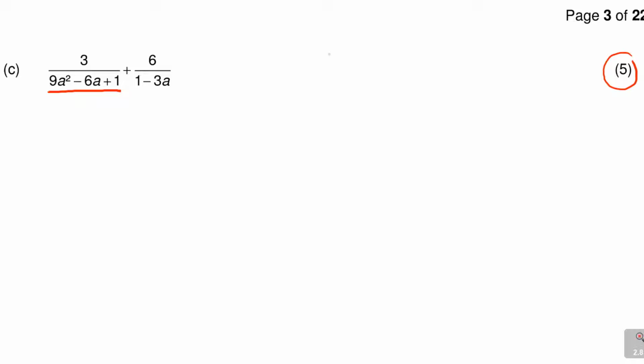Take a look at this. They are saying here 9a squared minus 6a plus 1. Alright, you are supposed to factorize this.